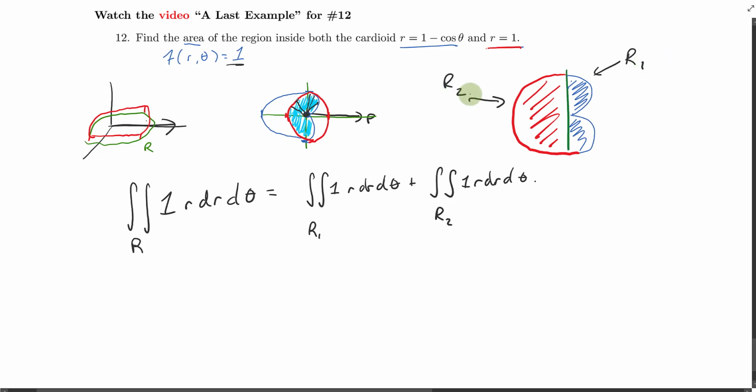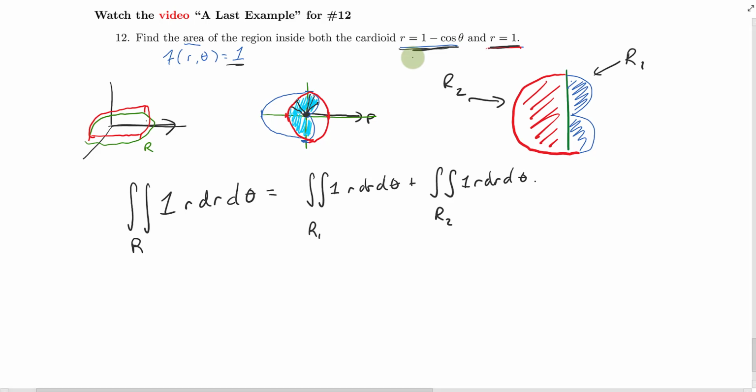Okay. So again, I first had to sketch these two curves. Sketching r equals 1 wasn't too bad, but sketching this cardioid required a little bit of work, but we did that work in an earlier question. And now what I'm doing is taking this entire region that I've shaded light blue here, and I'm breaking it up into two different pieces.